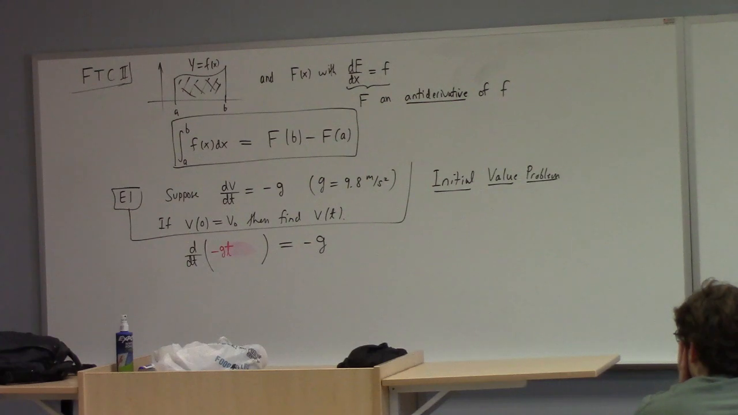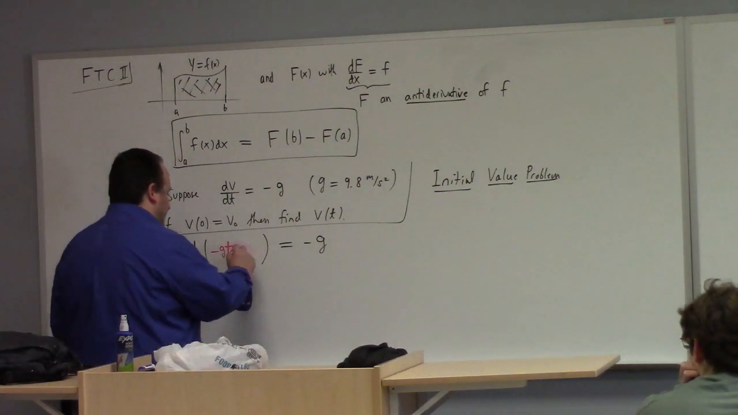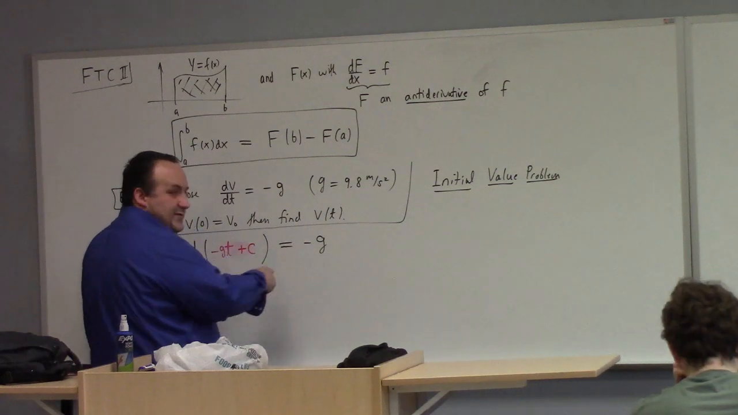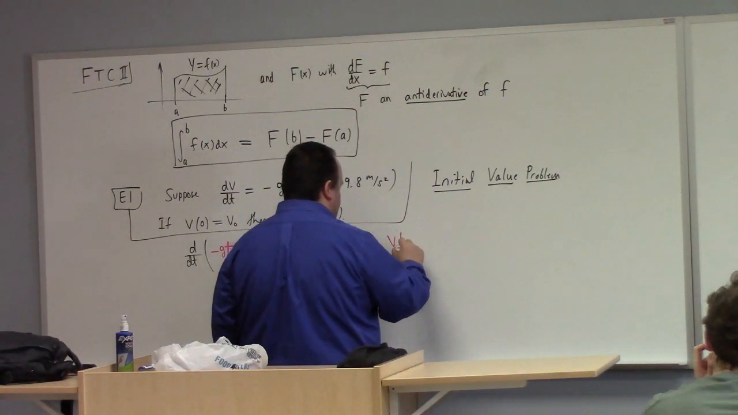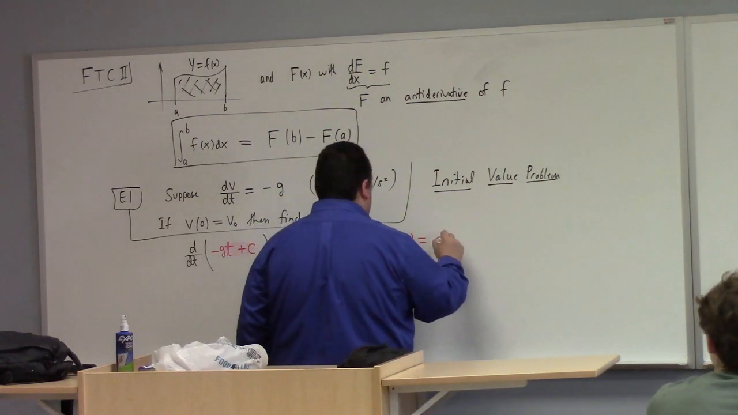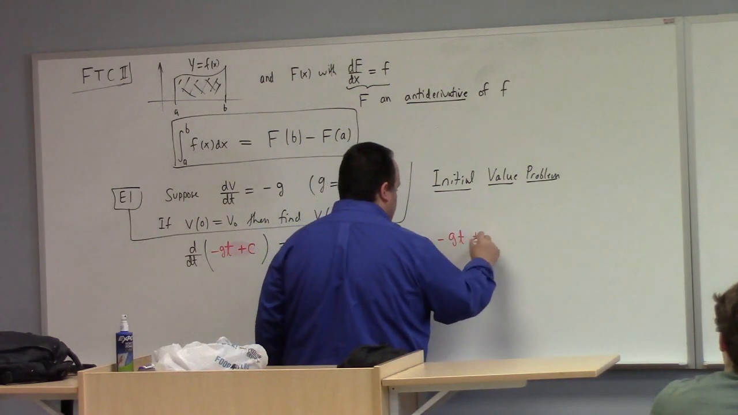But think about something else. We could add any constant we want. What happens when you differentiate a constant? You get 0, right? Yeah. So I can say plus a constant, and that's going to be true. So this tells me, just by guessing, that the velocity at time t should be equal to minus gt plus some constant, right?